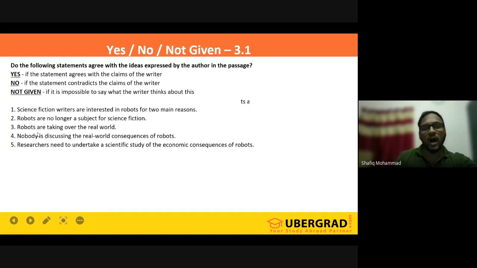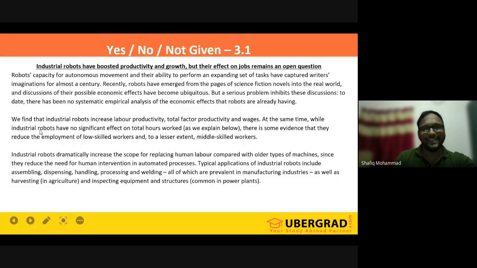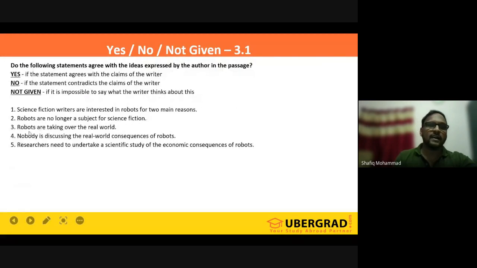The robots "are" means the present scenario. He's not talking about the future. So definitely now, whether it is taking over the real world or not, we don't know. Maybe in future they'll take over the world, right? Who knows? So it should be not given. So he has just tricked us with this grammar.